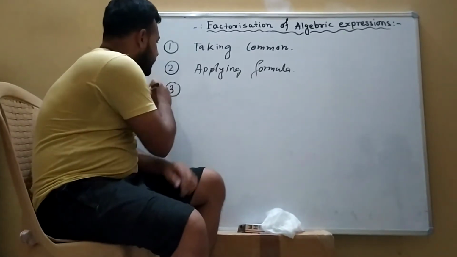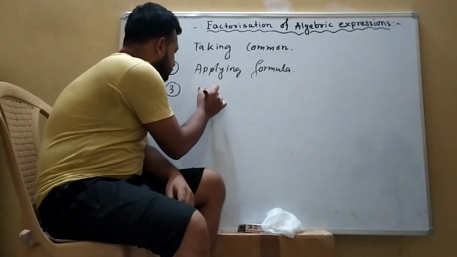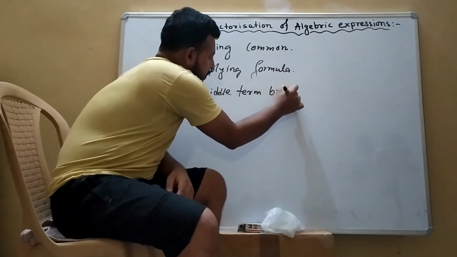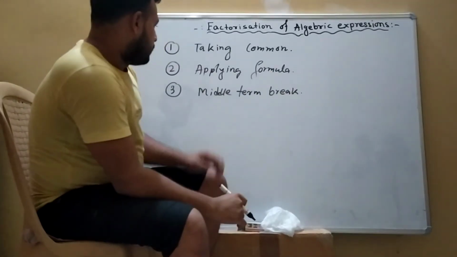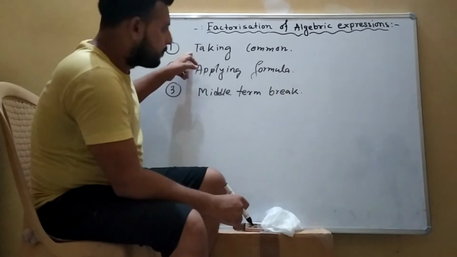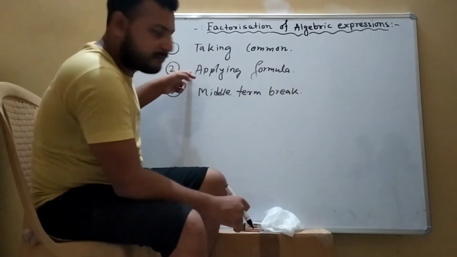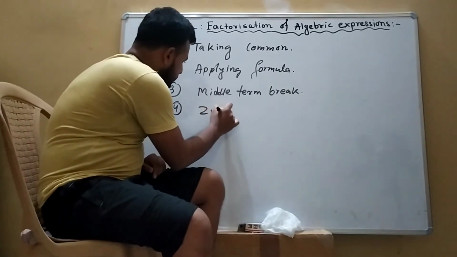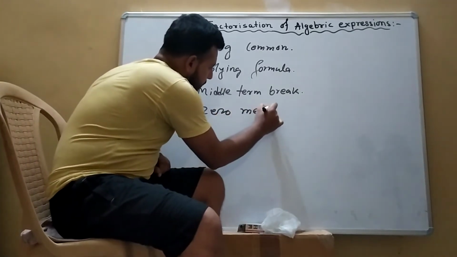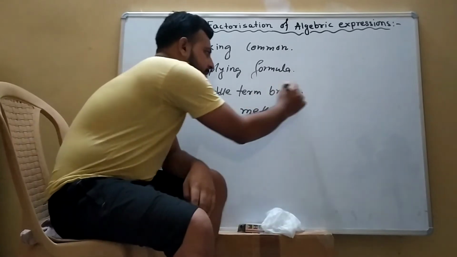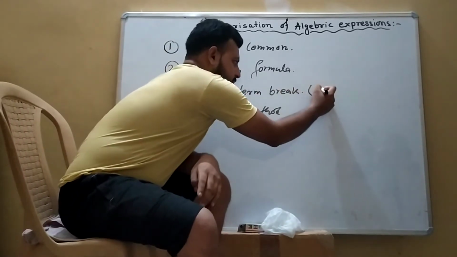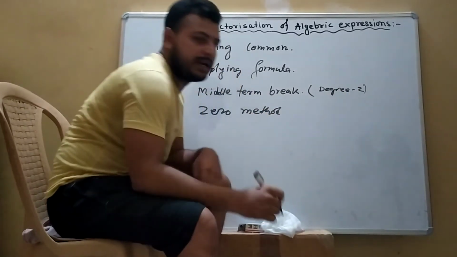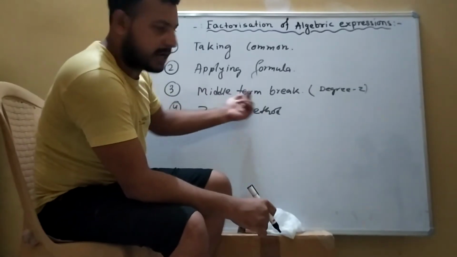Now the third is middle term break. So you will go for the middle term break. First taking common from all the terms, then applying formula, then middle term break. Here middle term break you will apply only for quadratic expressions, degree equals 2. When the degree equals 2, then only you can use the middle term break.